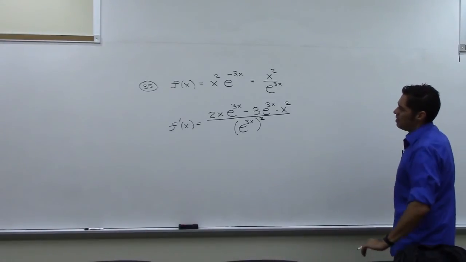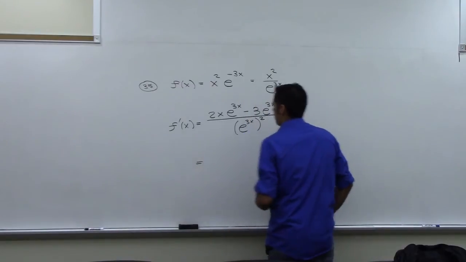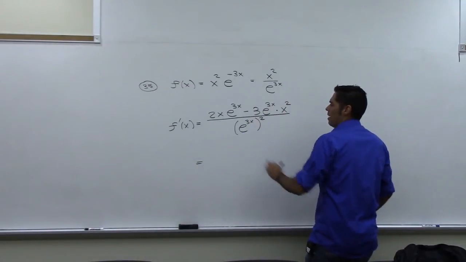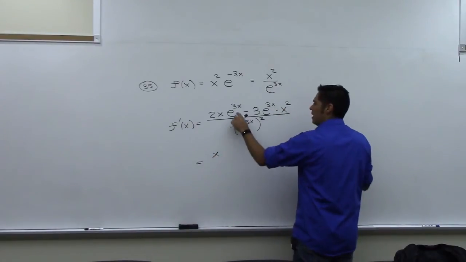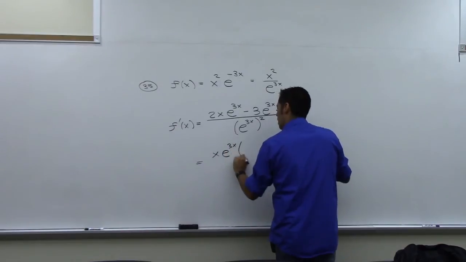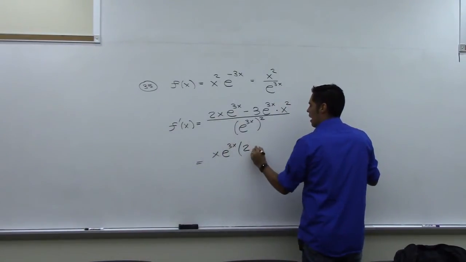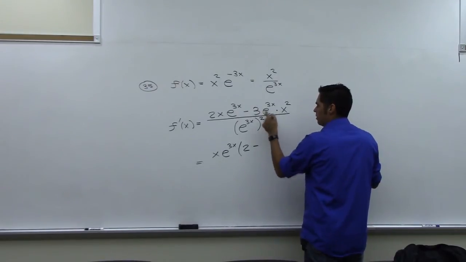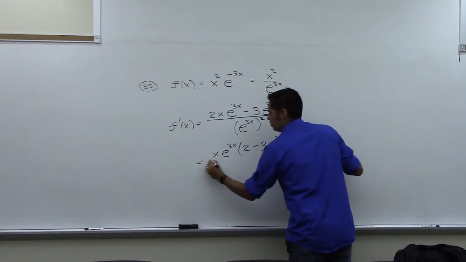Now, I need to set this thing equal to 0, but let me clean it up a little bit. Check this out. Notice on the top, I have an x here, an x squared here, so I can factor an x out. I have an e to the 3x and an e to the 3x, so I can factor an e to the 3x out. And what I'd be left with is a 2, right? There's a 2 here. And then minus, over here, what I'm left with is the 3 and one of these x's. Ooh, that's nice.